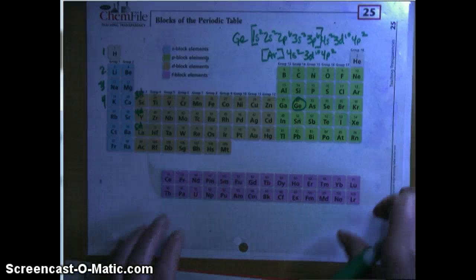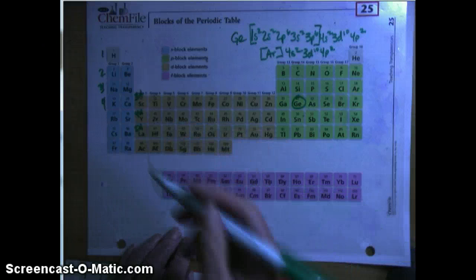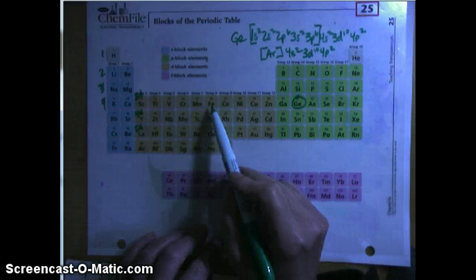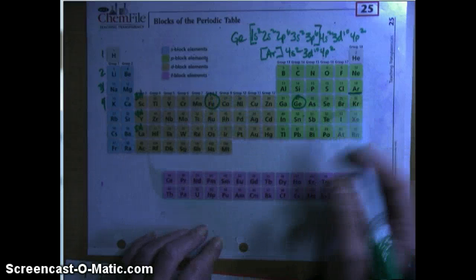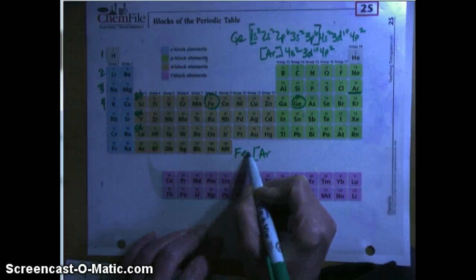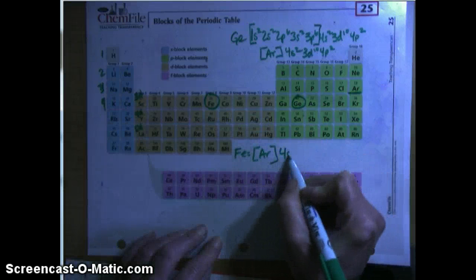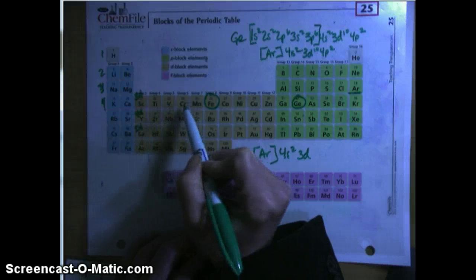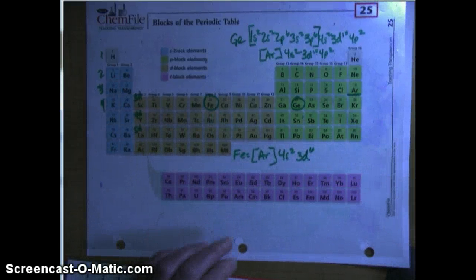So one of your classwork examples is to figure out the electron configuration of iron. So again, you're going to look at the noble gas above it, and it's going to be Ar, so this is the one for iron, and 4s2, 3d, 1, 2, 3, 4, 5, 6. And you just count across from left to right to figure that out.